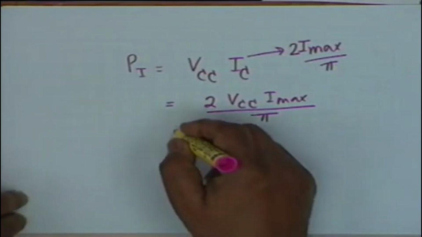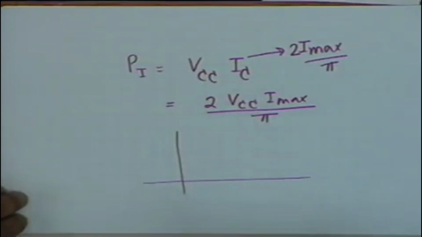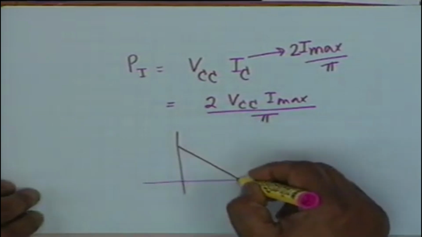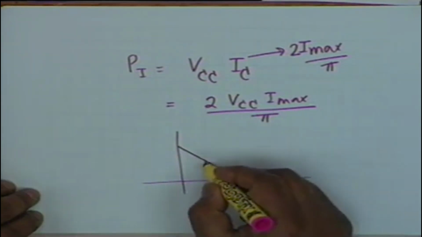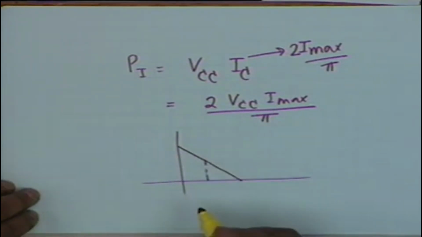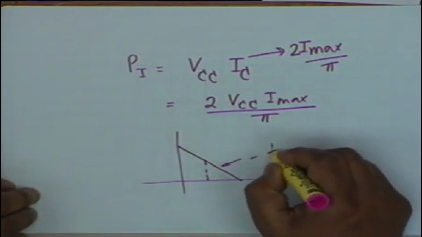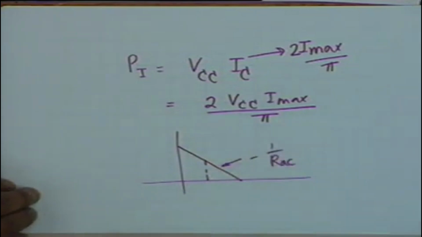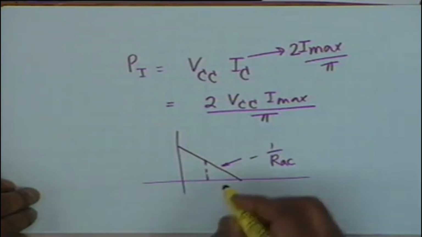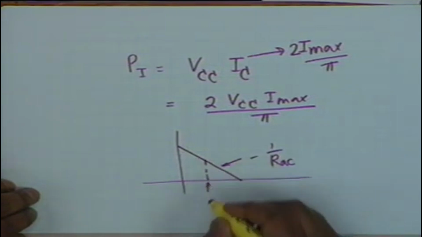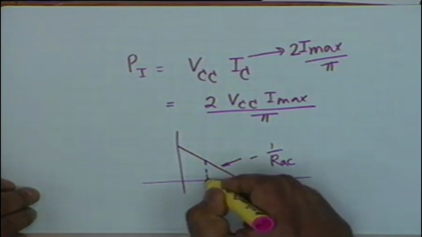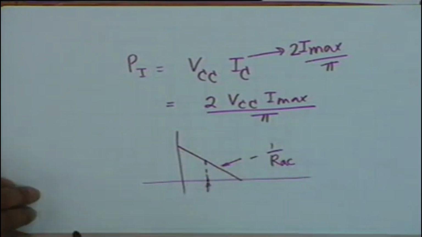All right, you recall this. In the characteristic, if this is the AC load line, then the middle point is the Q point. This represents minus 1 by RAC. This is the Q point. Now, what is the relation between this point and VCC?